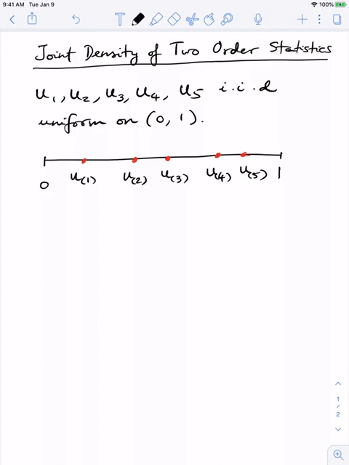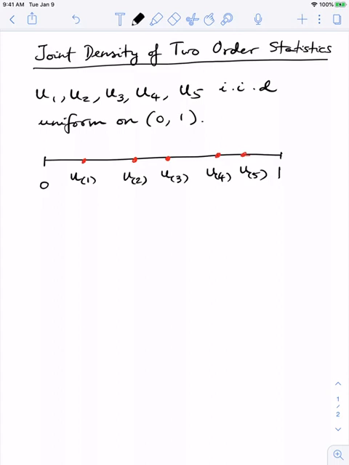Suppose you have a bunch of points thrown down at random on the number line. Here I have 5 points, U1, U2, U3, U4, and U5, which are IID uniform on (0, 1), so I've thrown 5 darts at the unit interval. When you look at those points, you can't actually see which was the first point that I threw down. Any one of those red points could have appeared first. In the end, what you see are the 5 points in sorted order.